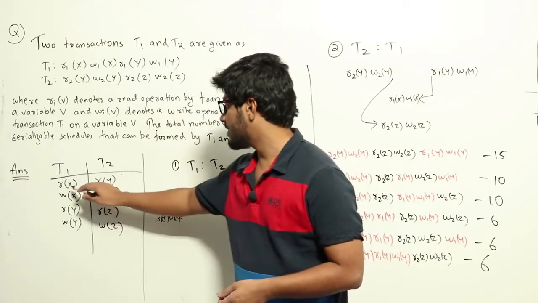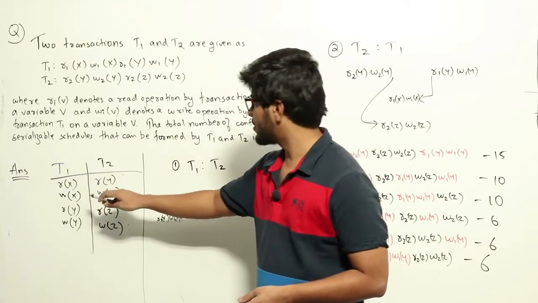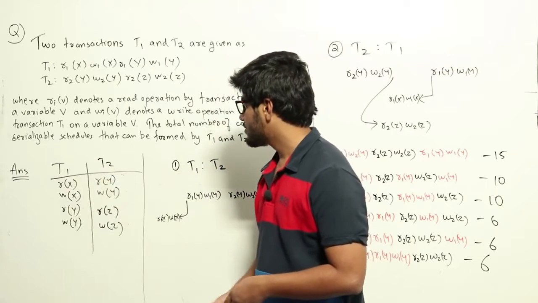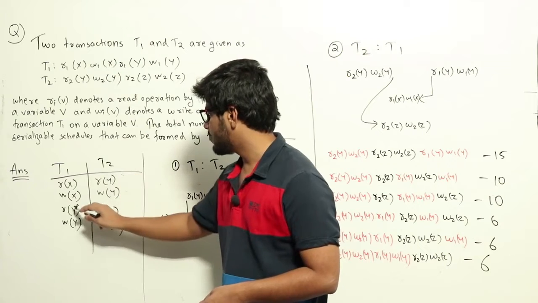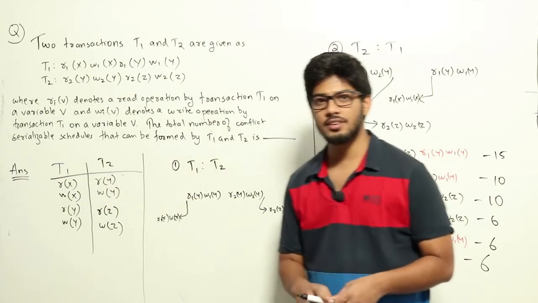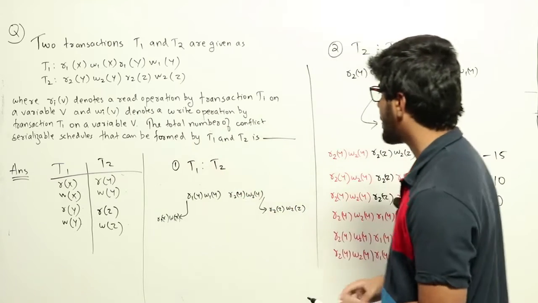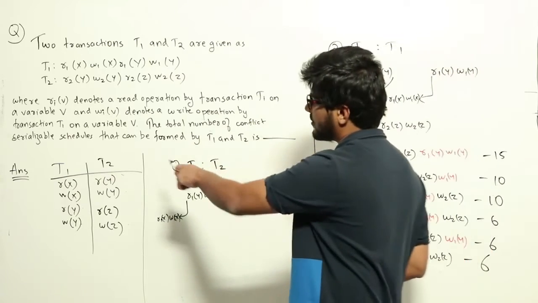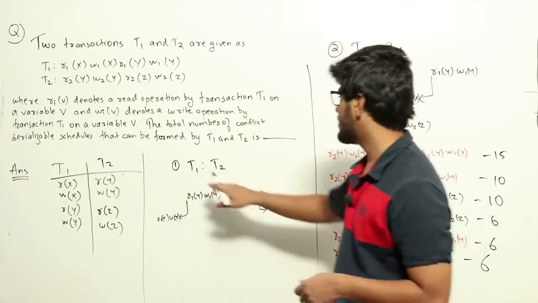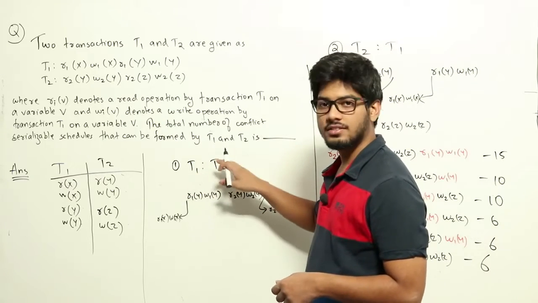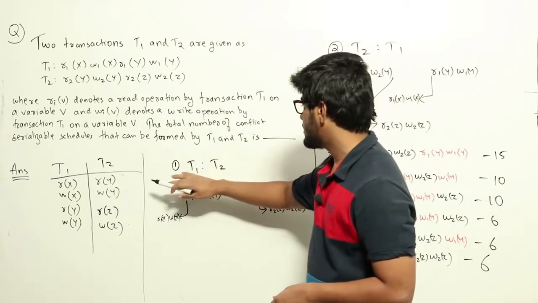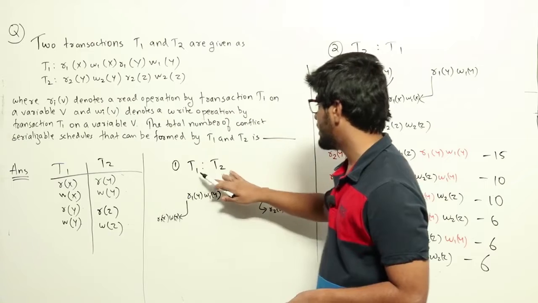So if you see, data item X is operated upon only by T1 and data item Z is operated upon only by T2. So the common data item is Y only between T1 and T2. So we only need to worry about conflict serializability for the data item Y. Now for two transactions T1 and T2, there are two serial schedules possible. One is T1 and T2 and second one is T2, after that T1. So we'll look at the first one, the first serial schedule, that is T1, T2.